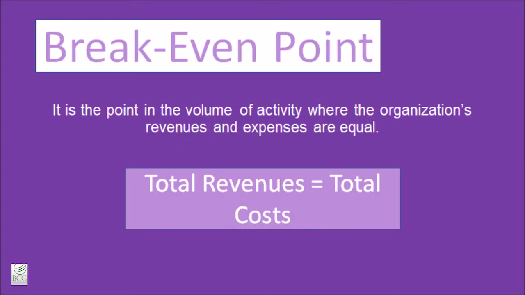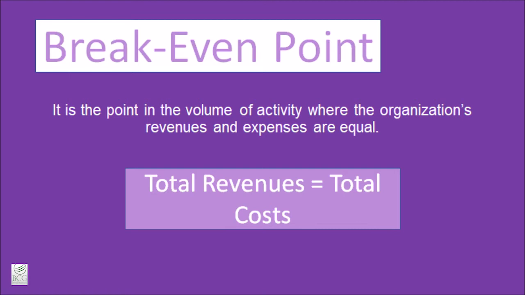As part of the cost volume profit analysis, we will use the break-even point. Break-even point is the point in the volume of activity where the organization's revenues and expenses are equal. In other words, total revenues must equal total costs. Or rather, there's neither profit nor net loss. So the net profit or net loss should equal zero. So that is what break-even point analysis is.